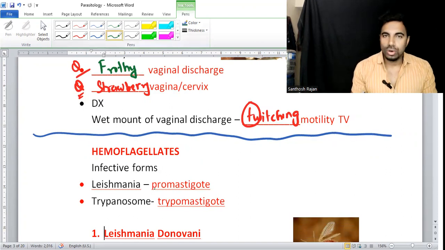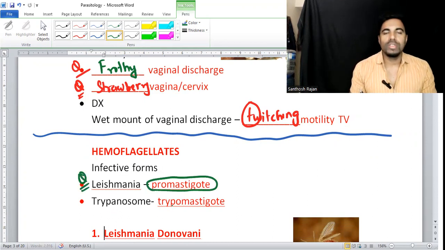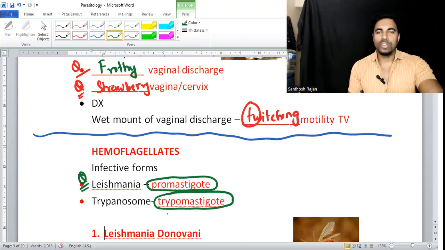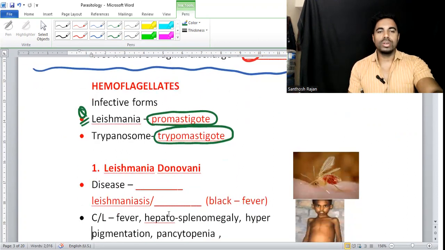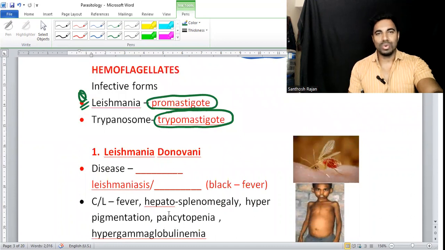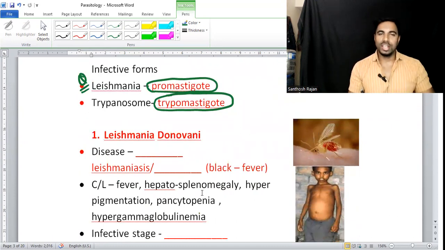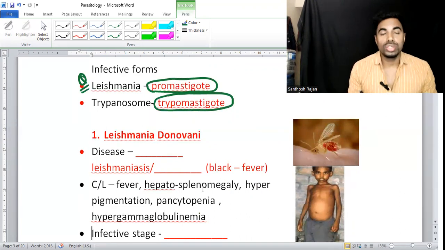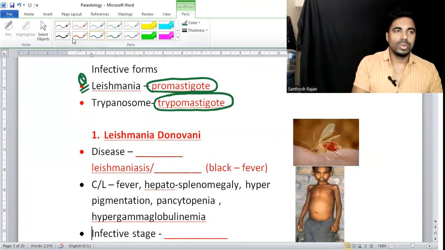If it is promastigote, it is Leishmania. For Leishmania, the infective form is promastigote. Leishmania is the one causing Kala-Azar, we're going to talk about it. And in Trypanosoma, we have Trypanosoma brucei and cruzi. That one is trypomastigote. Now let's go to the first, Leishmania donovani. The disease is Kala-Azar. It's important in India, especially Bihar and UP. This disease is very, very common, so questions are frequently asked. Let's start.